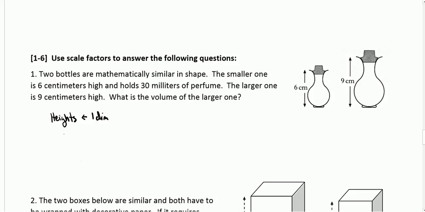thing, and we have a ratio 6 to 9, small to large, and we can reduce that ratio if I divide by 3. 6 divided by 3 is 2, 9 divided by 3 is 3. So 2 to 3 is my one-dimensional ratio. We want to talk about volume, which is three-dimensional. So if we know our one-dimensional ratio, we can get our three-dimensional ratio by cubing the 2 and the 3, and we get 8 to 27.